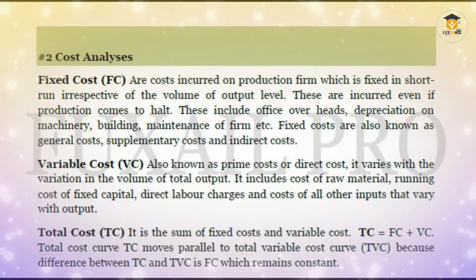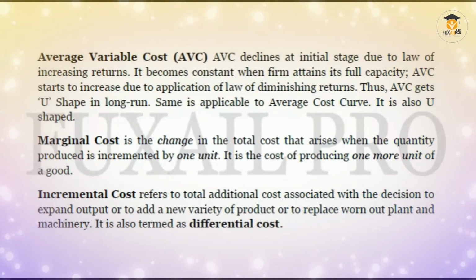Total cost curve TC moves parallel to total variable cost curve, TVC, because the difference between TC and TVC is FC, which remains constant. Average variable cost, AVC. AVC declines at the initial stage due to law of increasing returns. It becomes constant when the firm attains its full capacity. AVC starts to increase due to application of law of diminishing returns. Thus, AVC gets a U-shape in the long run.